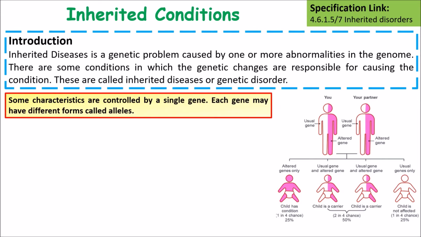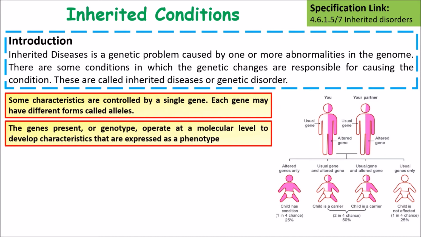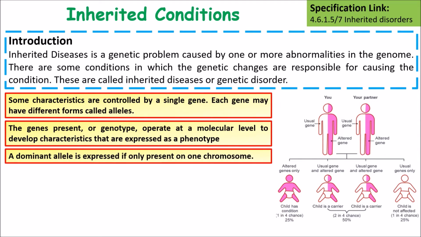Some characteristics are controlled by a single gene. Each gene may have different forms called alleles. The genes present, or the genotype, operate at a molecular level to develop characteristics that are expressed in the phenotype. A dominant allele is expressed as long as it's present in one chromosome.